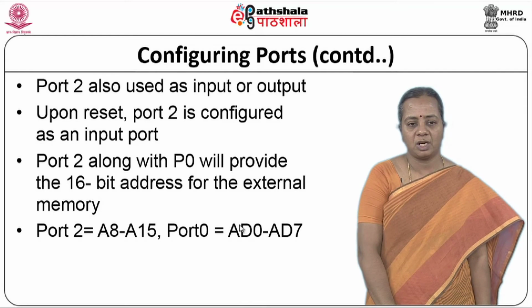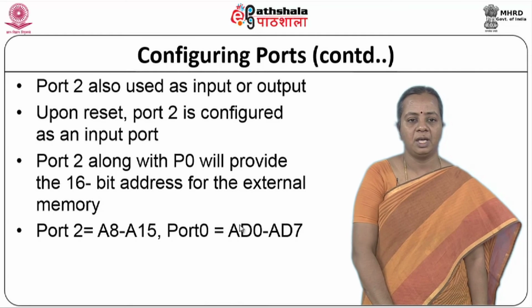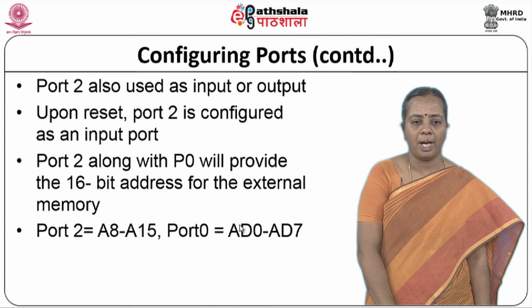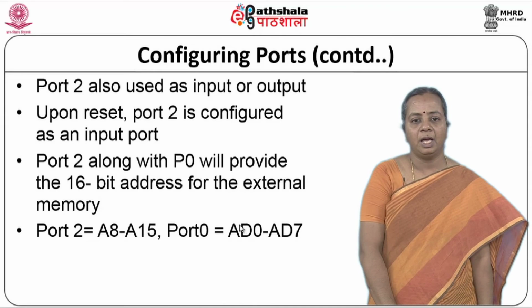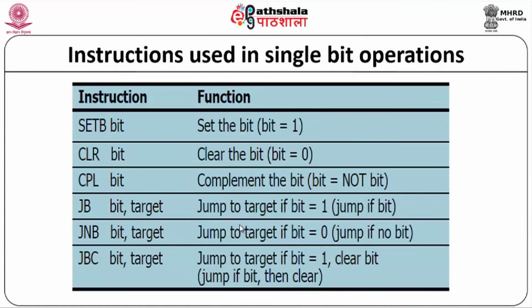Port 2 along with your P0 will provide a 16-bit address for the external memory. If I have an external memory which needs a 16-bit address, then P0 and P2 are combined together to provide the address for reading the external memory. Port 2 gives you the higher order byte address, and port 0 gives you the lower order byte address. So we have gone through all the ports, how we declare the ports as input or output, and how the external memory can be accessed with the data and address bits.